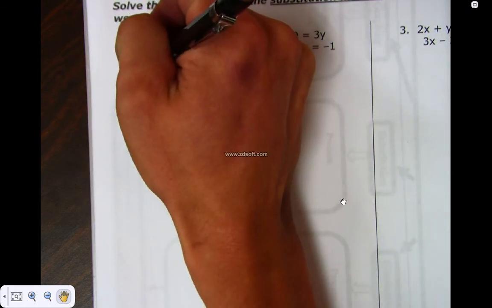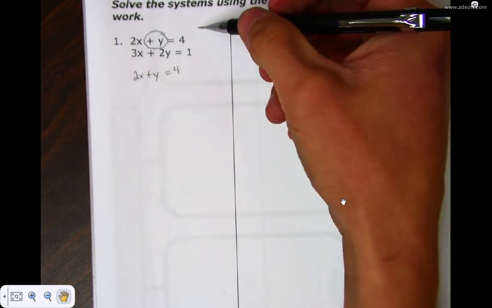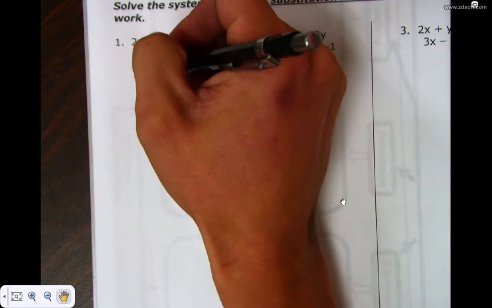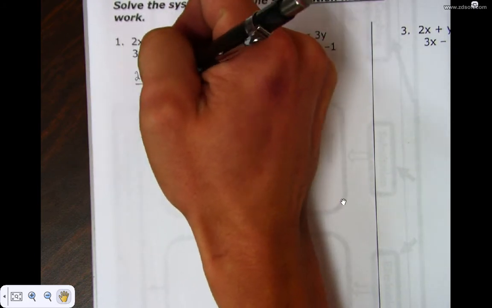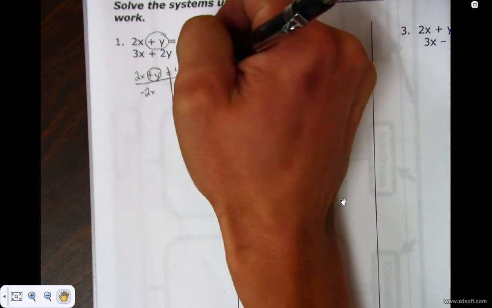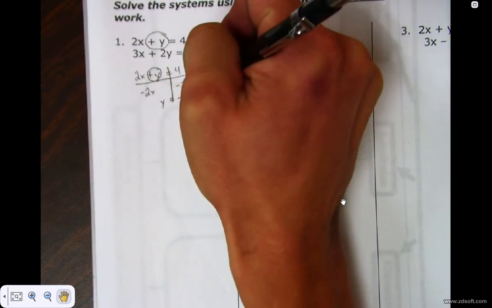So 2x plus y equals 4. I just rewrote that equation. So I'm going to solve for this y. That means I'm going to get rid of that 2x. So I'm going to subtract 2x minus 2x. So I've got y equals negative 2x plus 4.